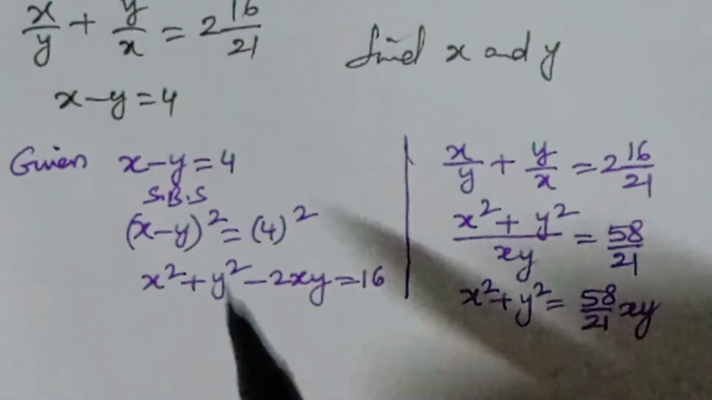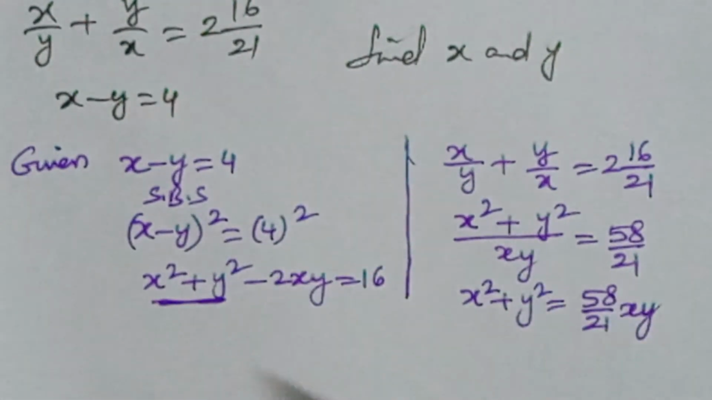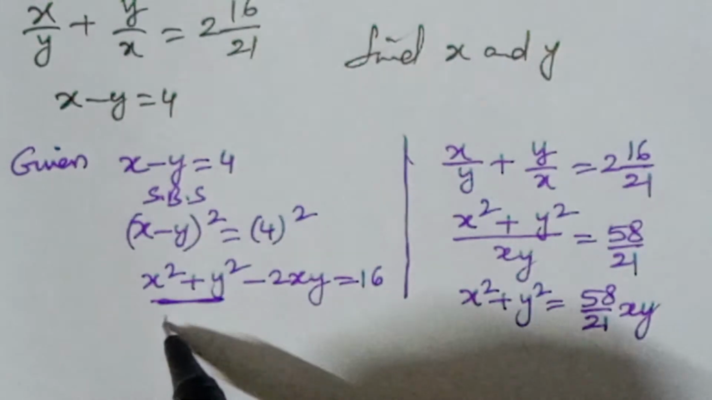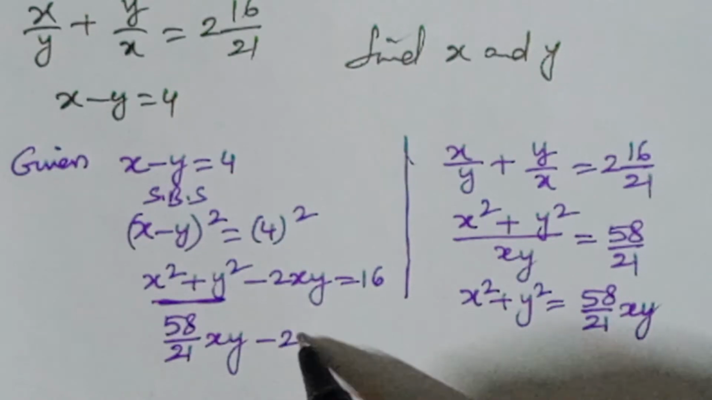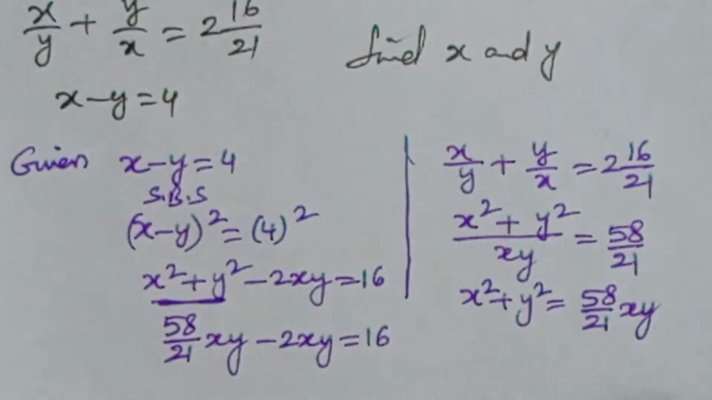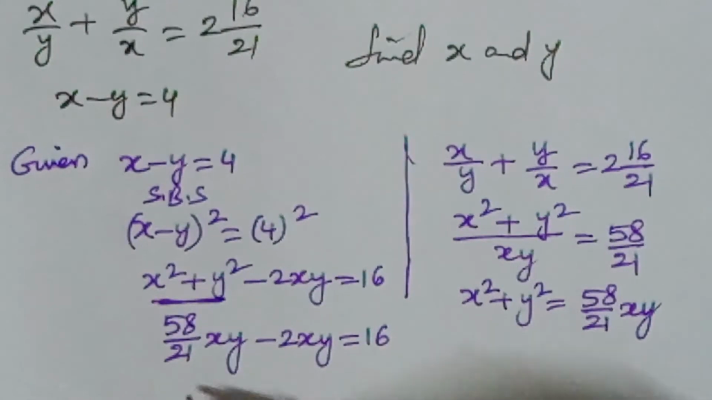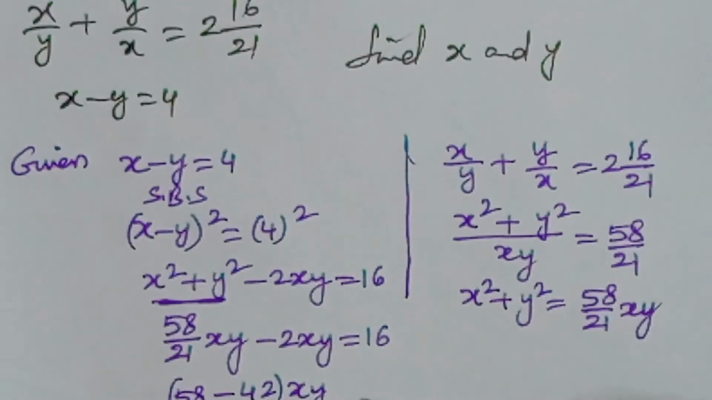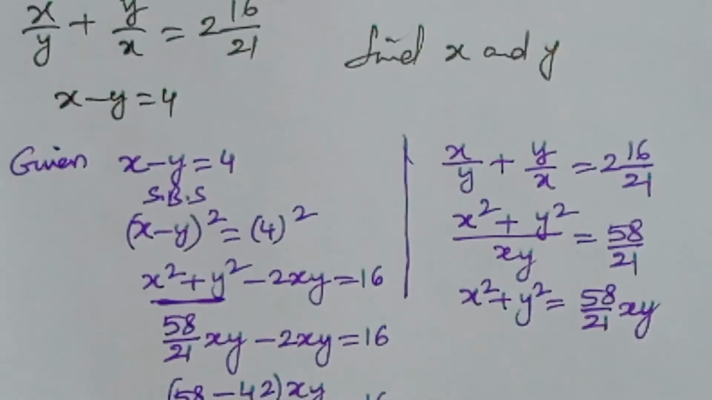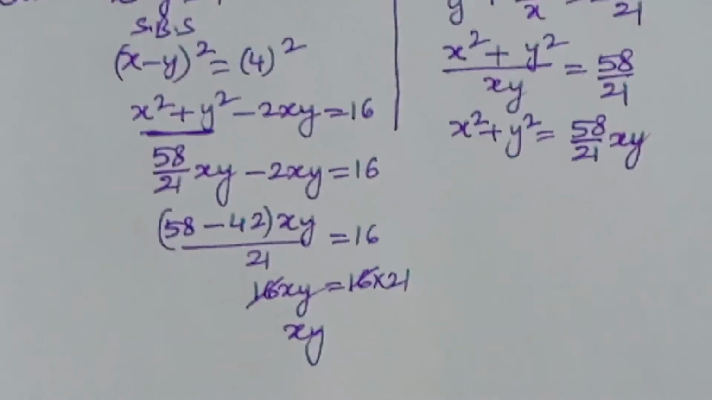Now this value here you are replacing in this place. x² + y² is equal to 58/21 xy, minus 2xy is equal to 16. So here if you take LCM, (58 - 42)xy/21 is equal to 16. So here 16xy is equal to 16 into 21. 16 cancel. xy is equal to 21.